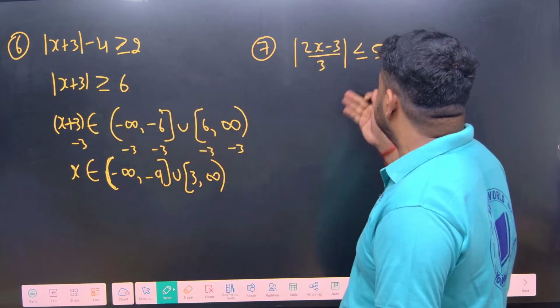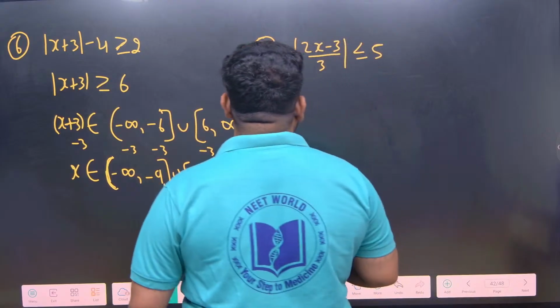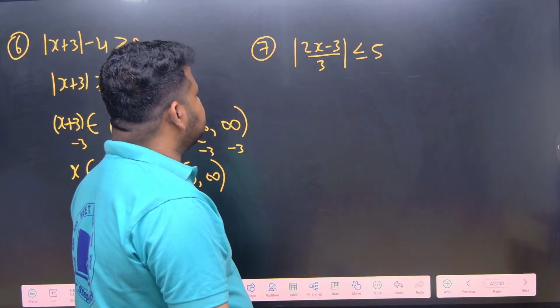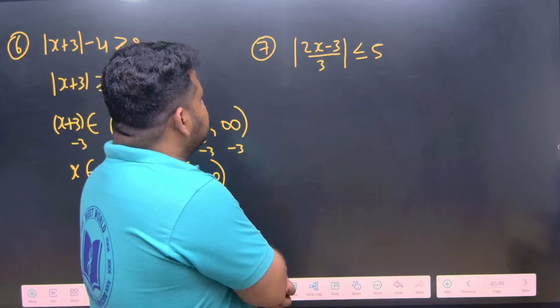For this question, so let us come to the next question. They have given mod of 2x minus 3 by 3.